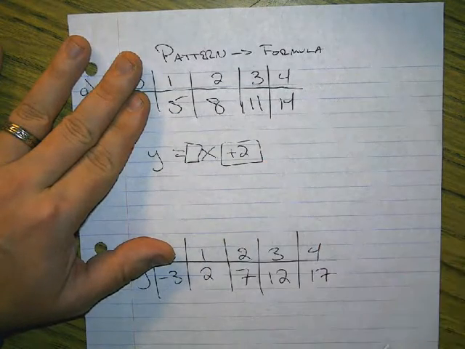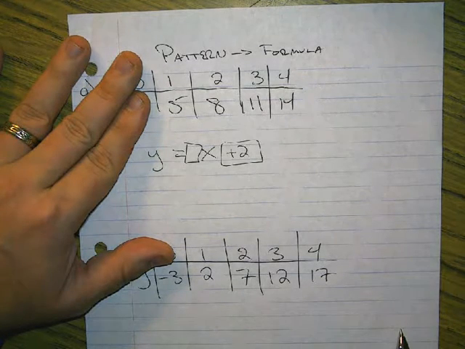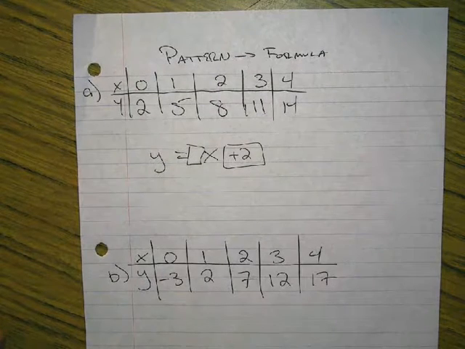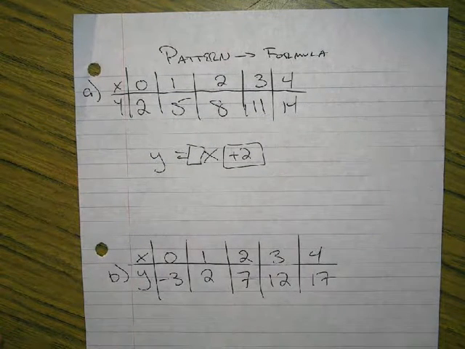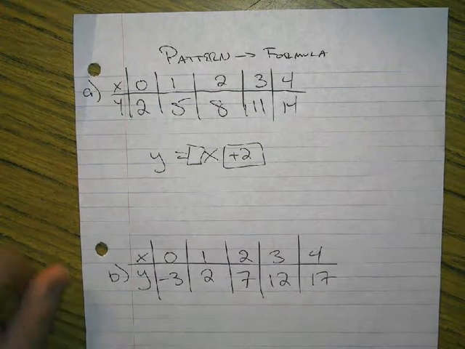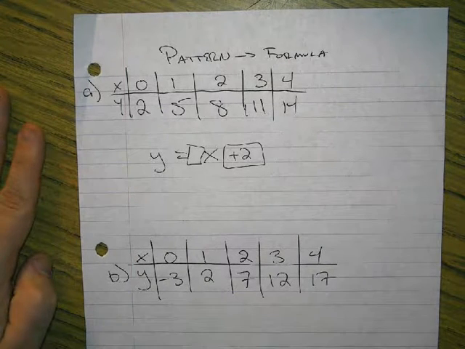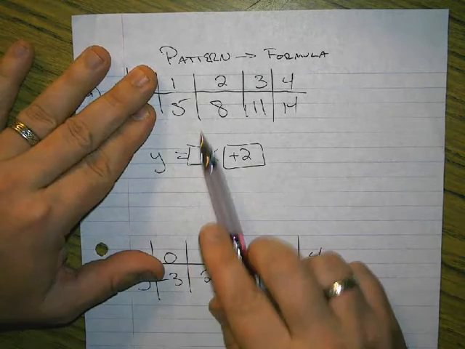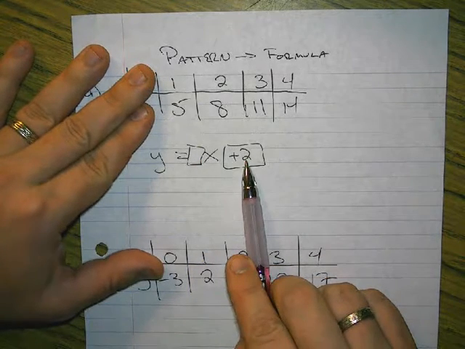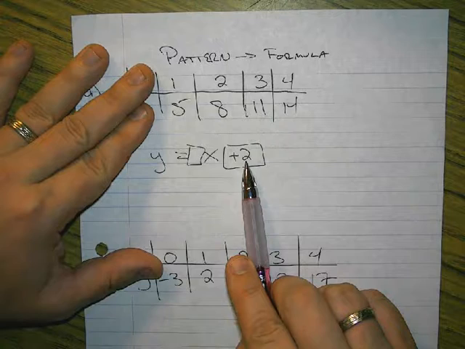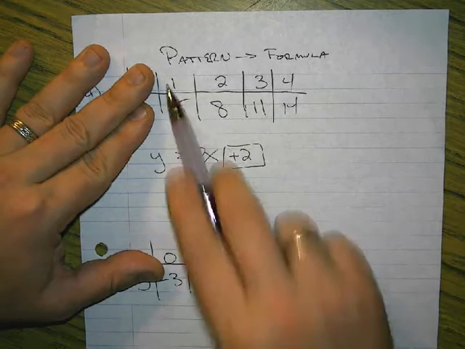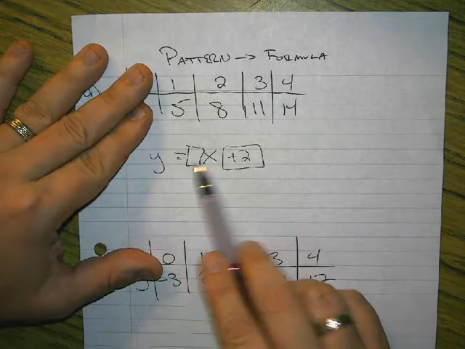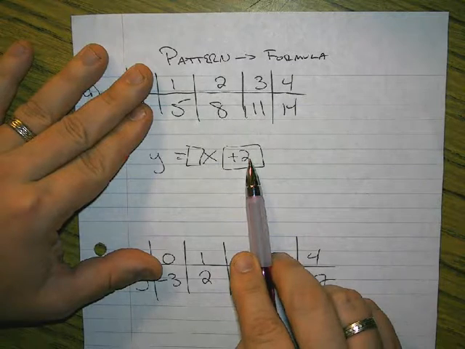X must be being multiplied by something, all right? Trick is figuring out what it is being multiplied by. The best thing you can do is just look at the pattern, right? You can trial and error. What happens if I plug in 2? What's 1 times 2 plus 2? 4. That didn't work. How about if I plug in 3? What's 3 plus 2? 5.